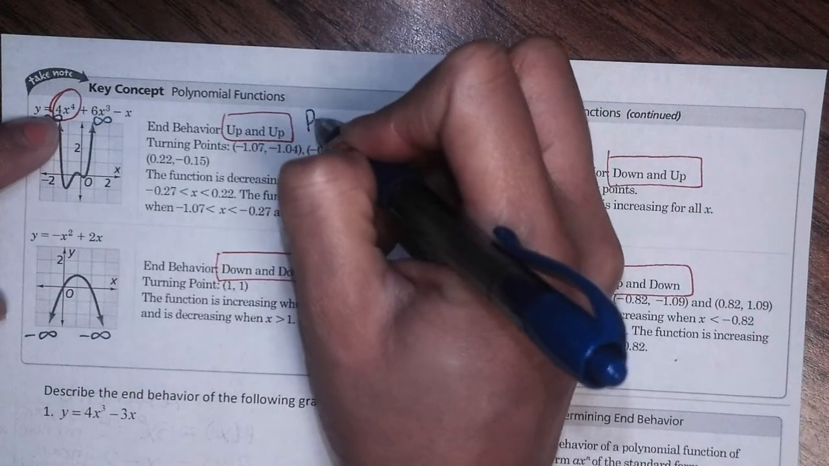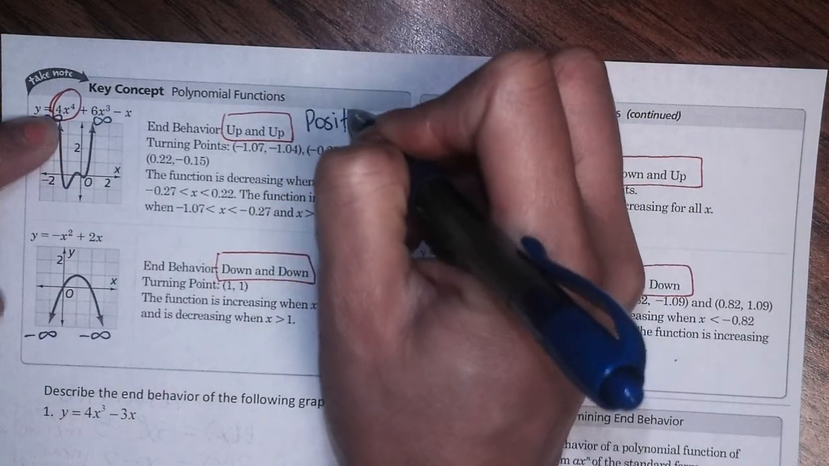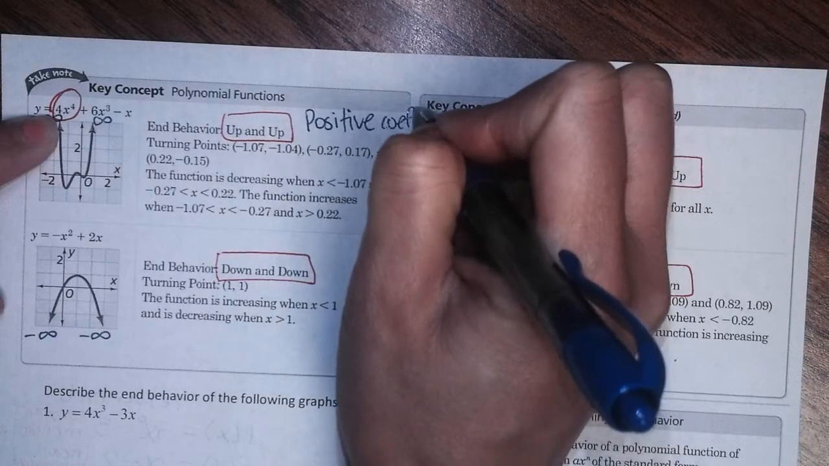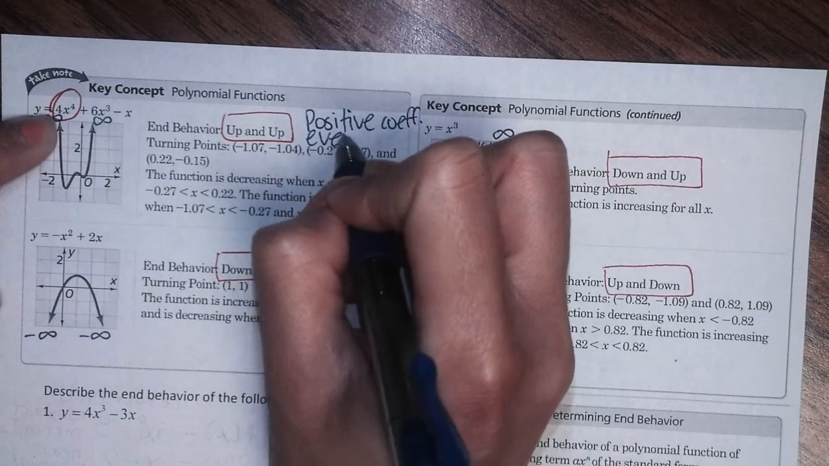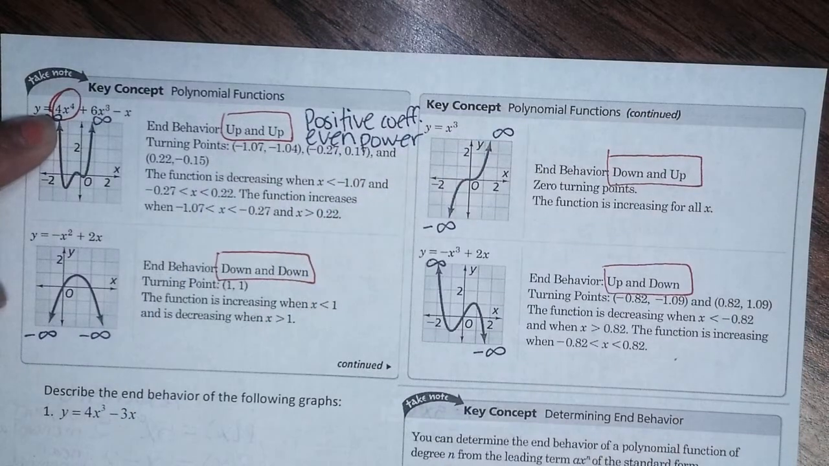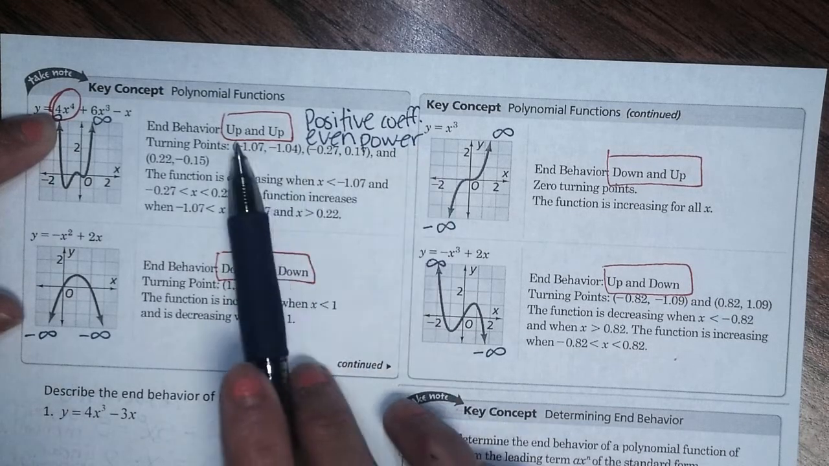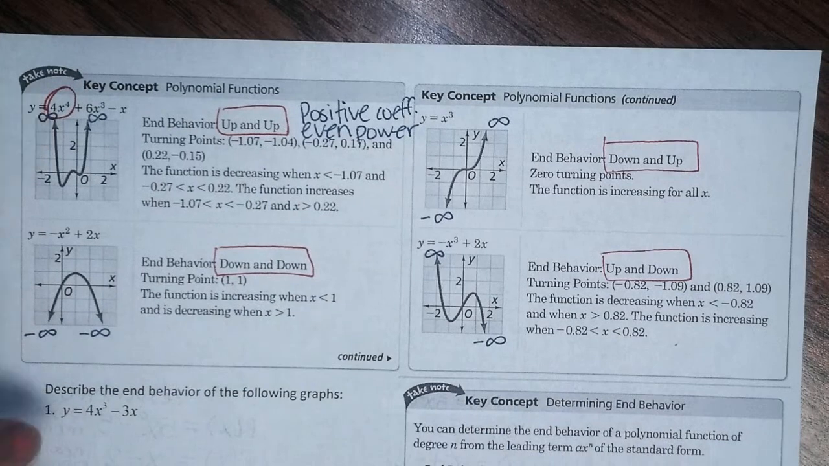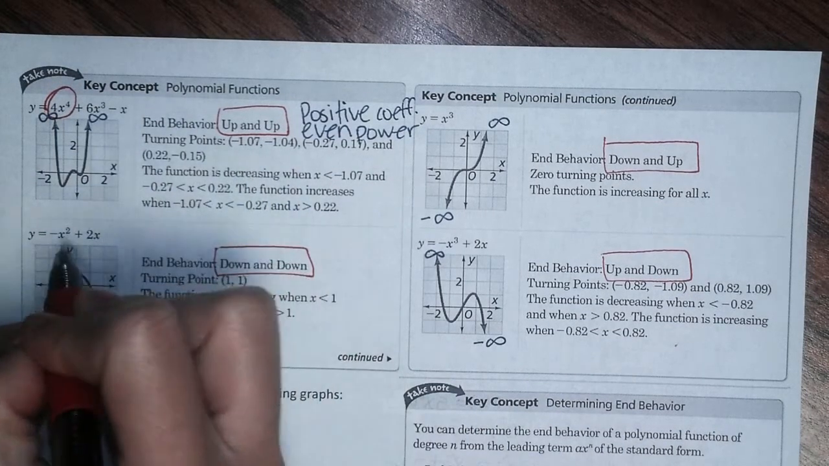So let me write down: positive coefficient, even power. Those will always be up and up behavior, always. So if you have a leading term with a positive coefficient and an even power, it will always be an up and up behavior.